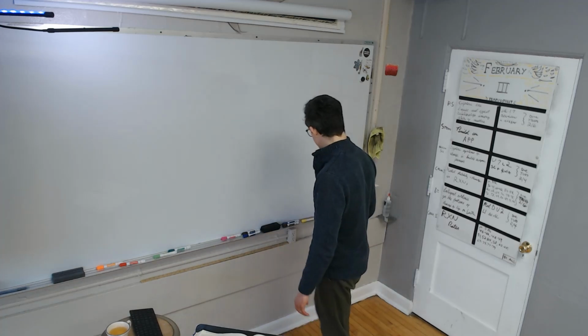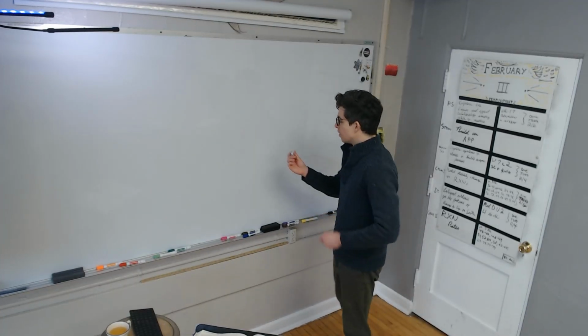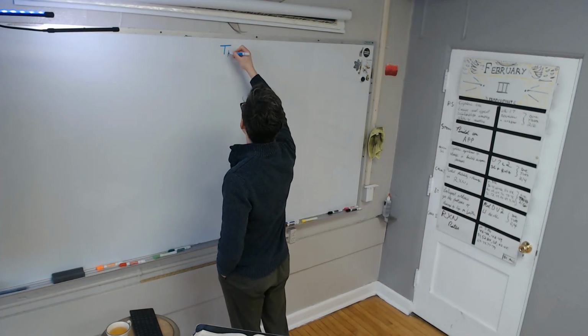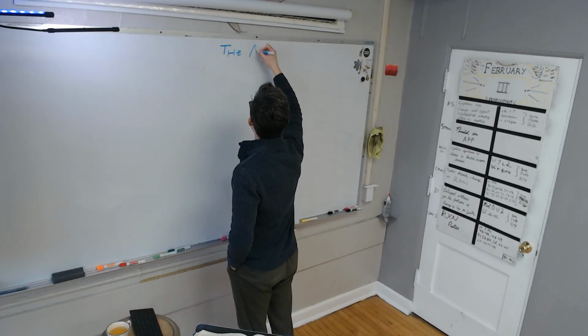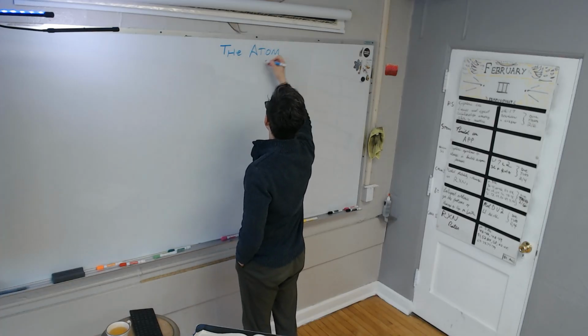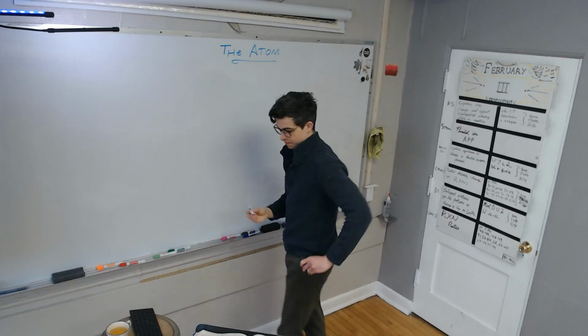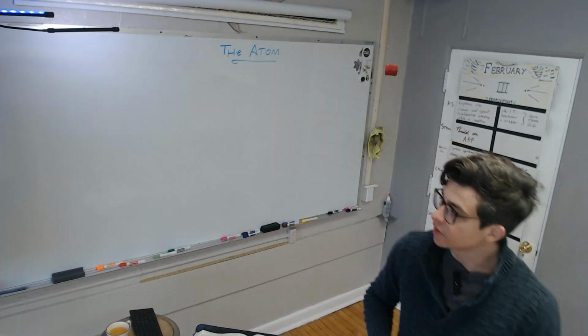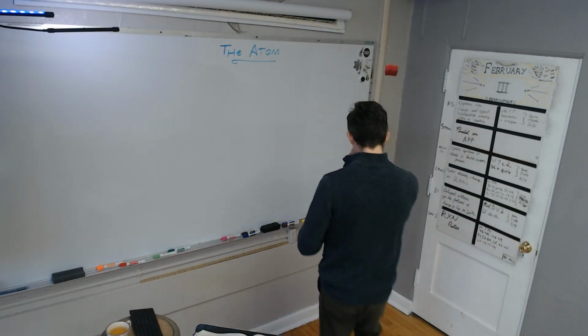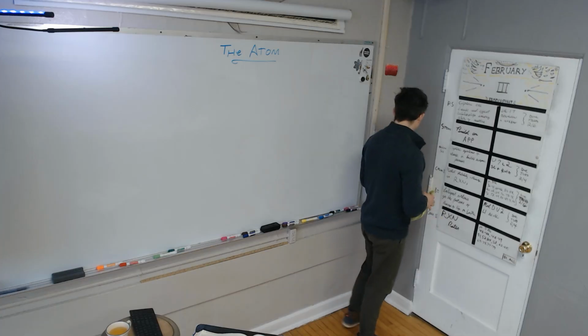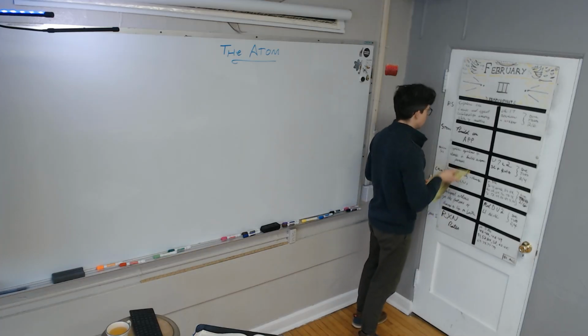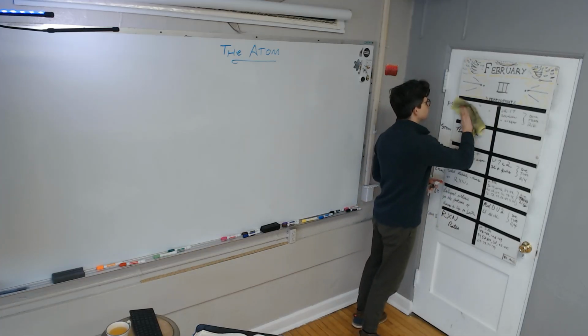Okay, physical science time. Today we are talking about the atom. So please write down the atom. Today's objective, as you can read, is diagram the structure and function of subatomic particles. Let's talk a little bit more about that. Diagram the structure and function of subatomic particles.